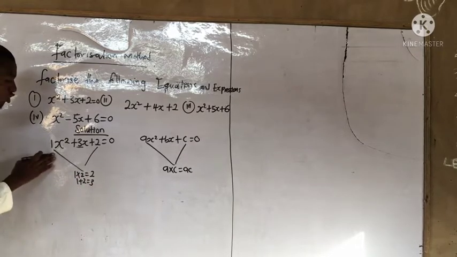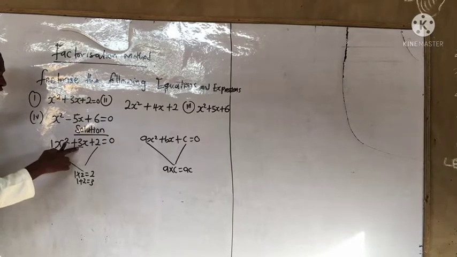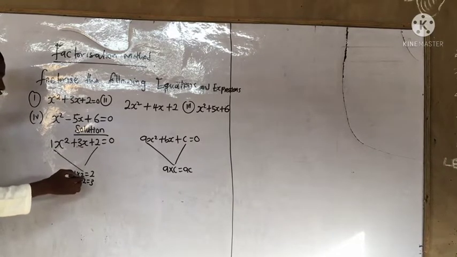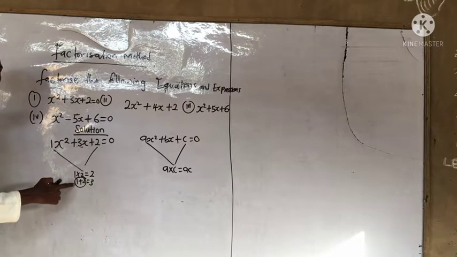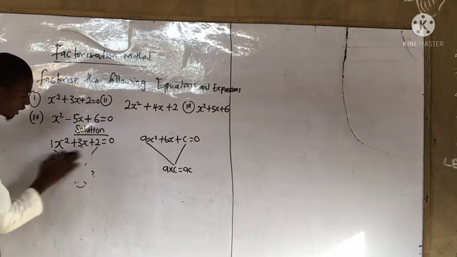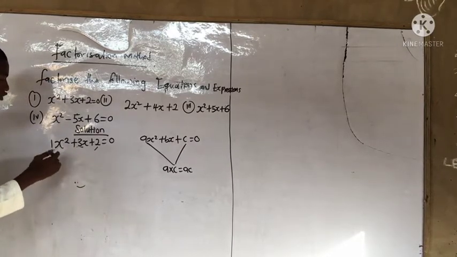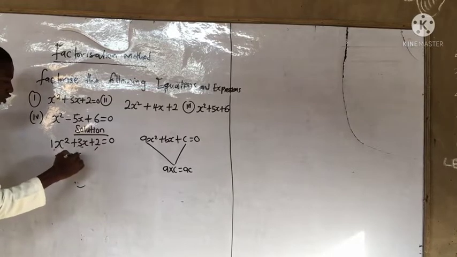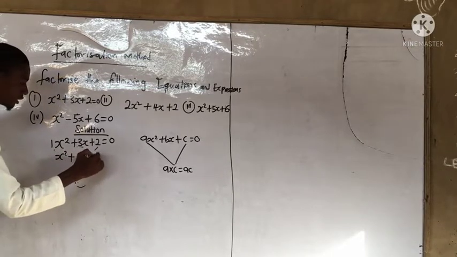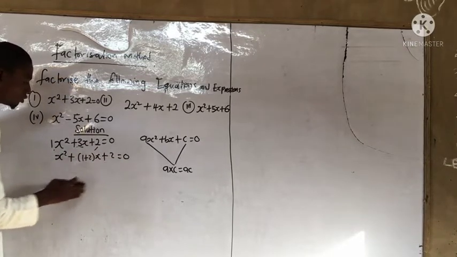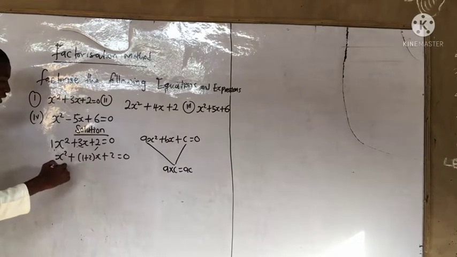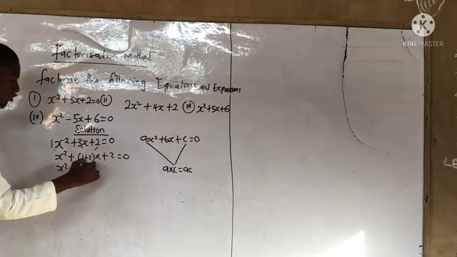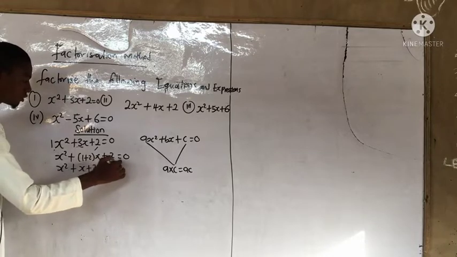So that means the two numbers are 1 and 2. What you have to do is that anywhere you see 3 in the equation you are given, just change it to be in terms of 1 plus 2. If that is the case, then this will be x squared plus (1 plus 2)x plus 2 is equal to 0. When you expand this, this will give us x squared plus x plus 2x plus 2 is equal to 0.